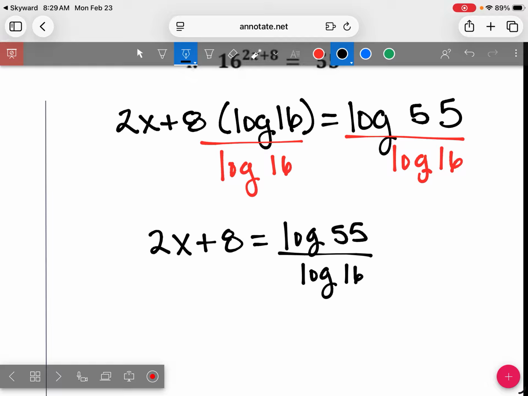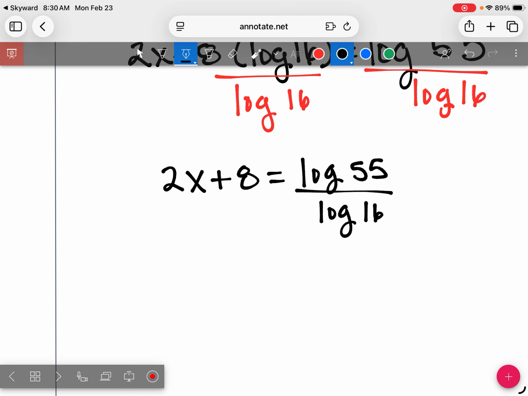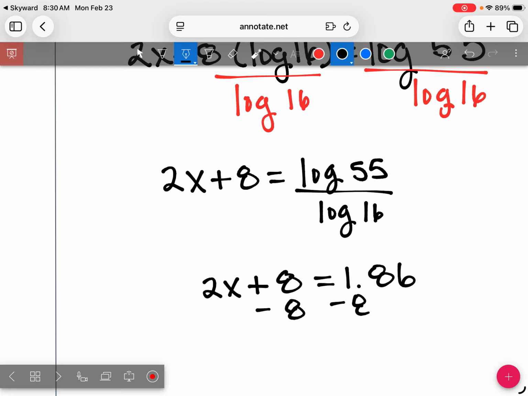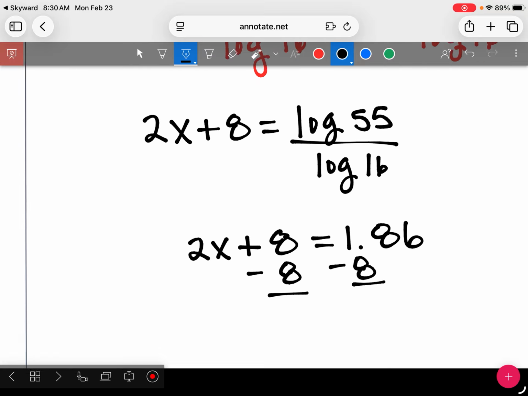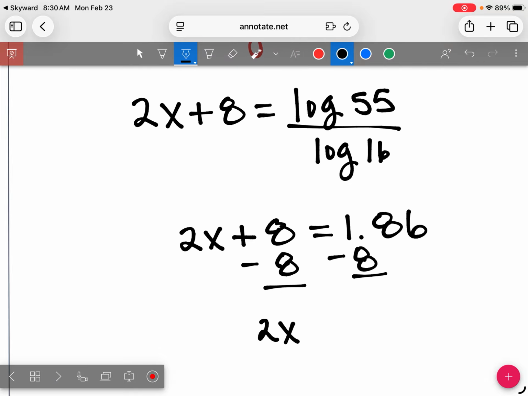And what did you get when you typed that in? What's the log 55 divided by log 16? 1.86. Anybody else get that? Yeah, positive 1.86. All right, now we're subtracting the 8, which should give you 2x equals negative 6.5.